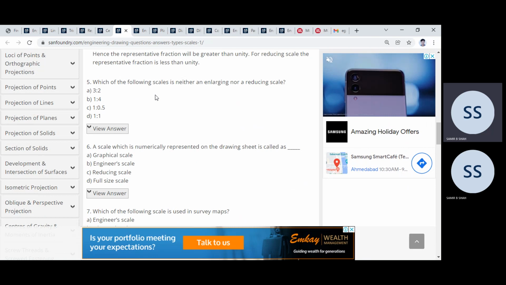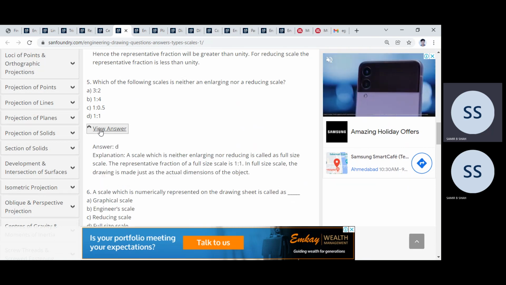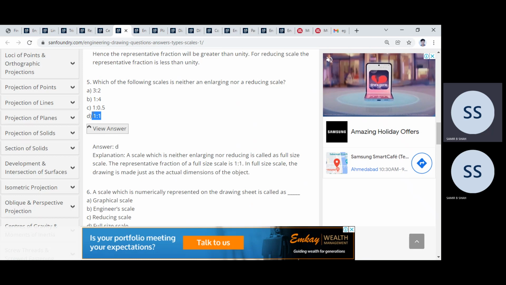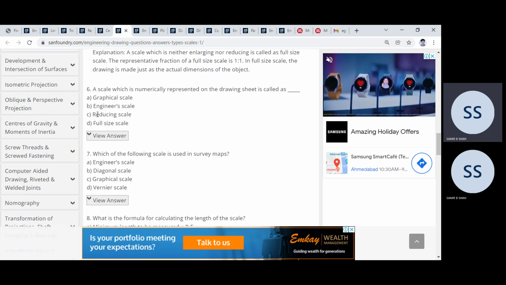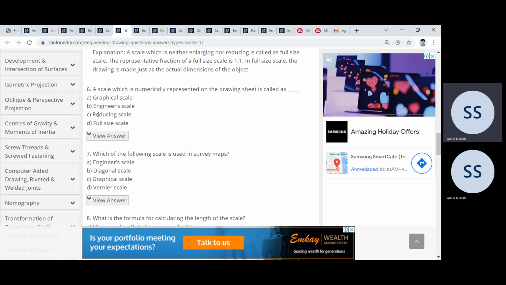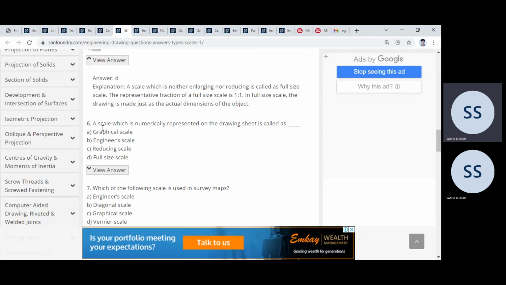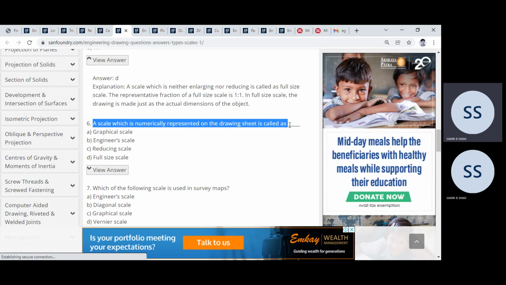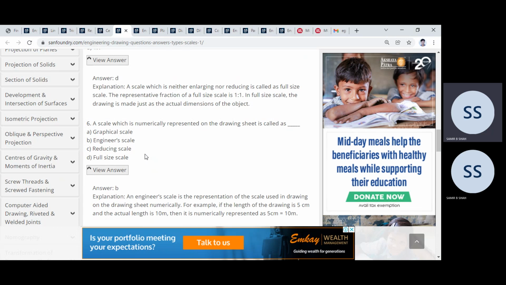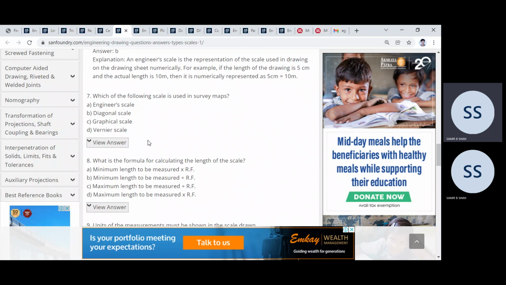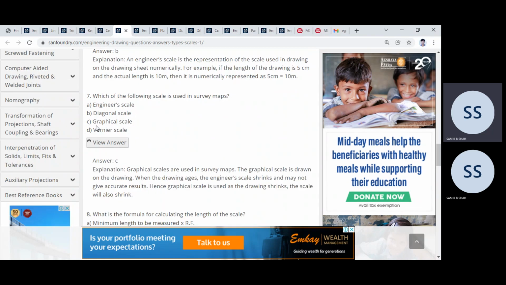Which of the following scales is neither enlarging nor reducing? Enlarging भी नहीं है, reducing भी नहीं है. ये कौन सा है? Definitely, हमने पहला जो MCQ देखा था, same question, but it may be indicated in some different way, so you should try to interpret the question in the proper way. A scale in which the numerical values are represented on the drawing sheet is called, we know, an engineering scale. Which of the following scales is used in survey maps? Sometimes an exam also asks that we prefer to use a graphical scale in survey maps.